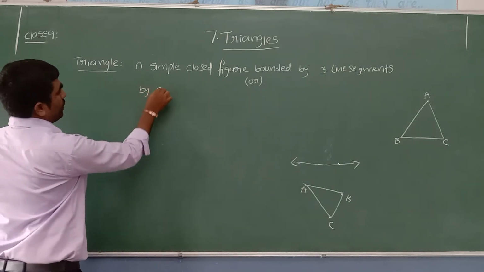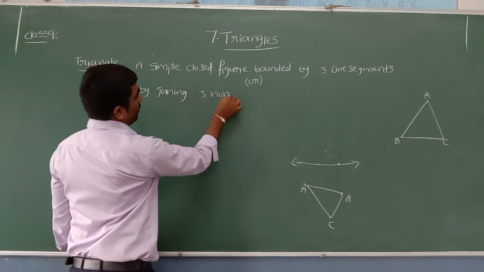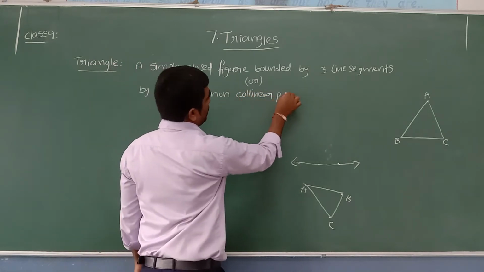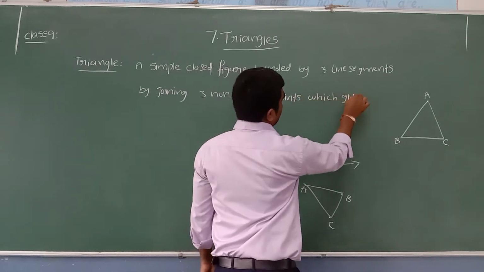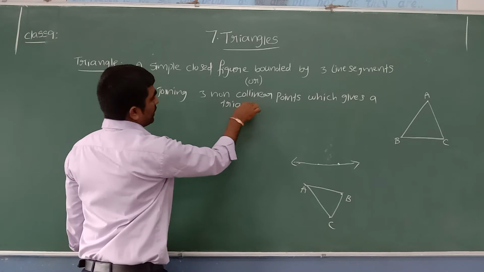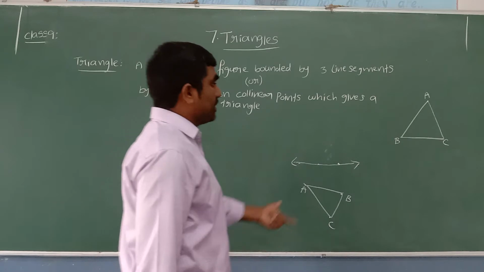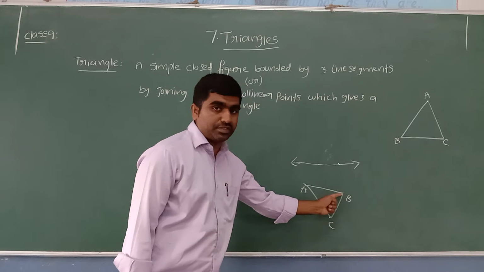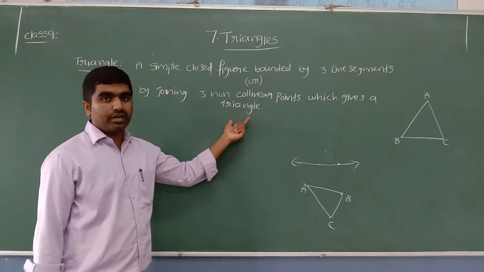We can write: by joining three non-collinear points, which gives a triangle. So we can derive the definition of a triangle in this way also. A simple closed figure bounded by three sides is called a triangle, and also a closed figure formed by joining three non-collinear points. The figure bounded by joining three non-collinear points is also called a triangle.